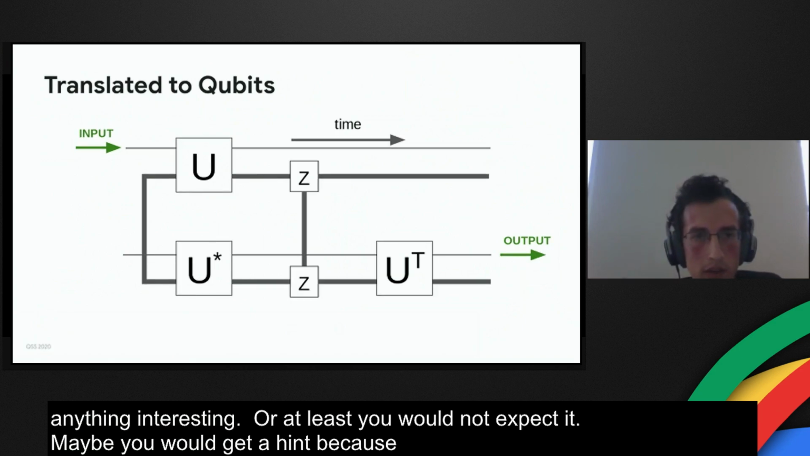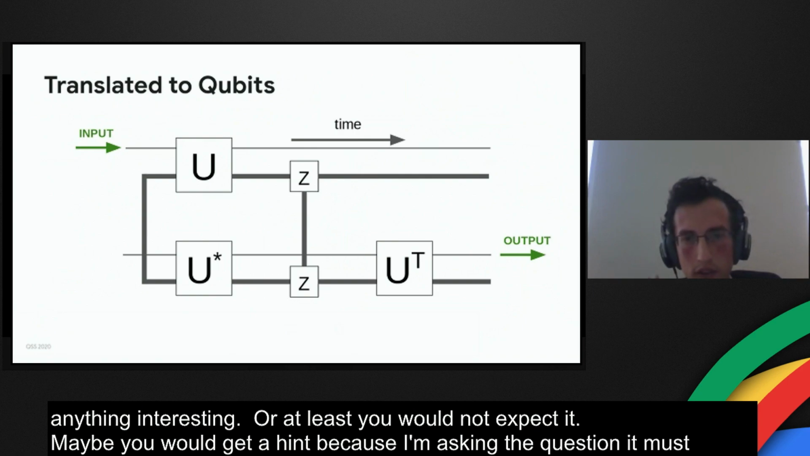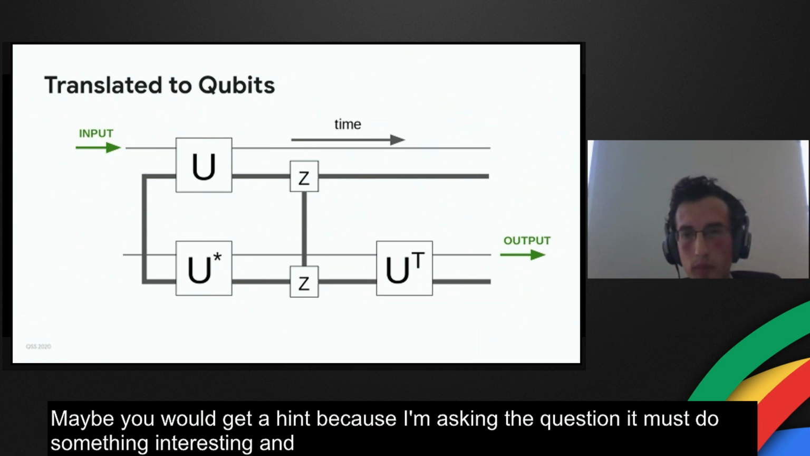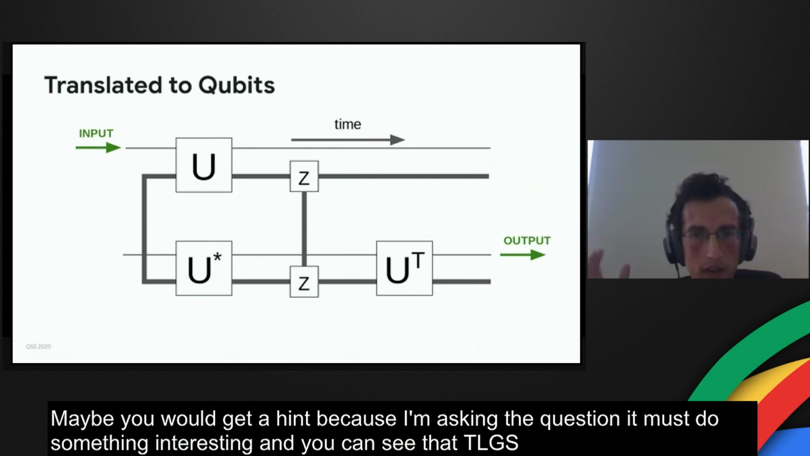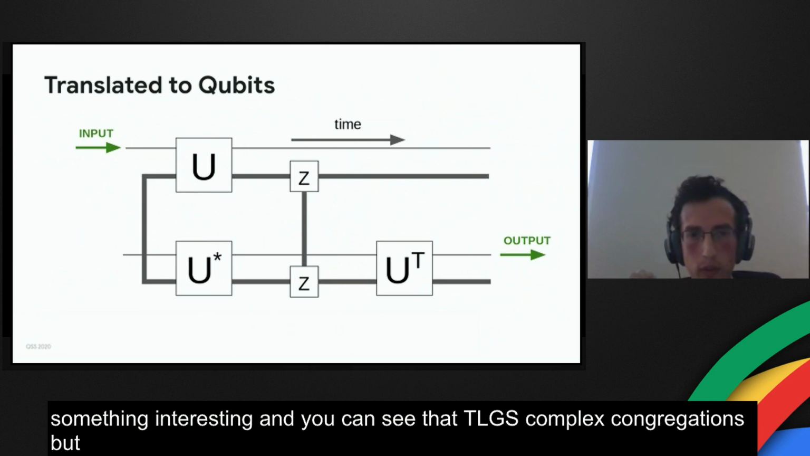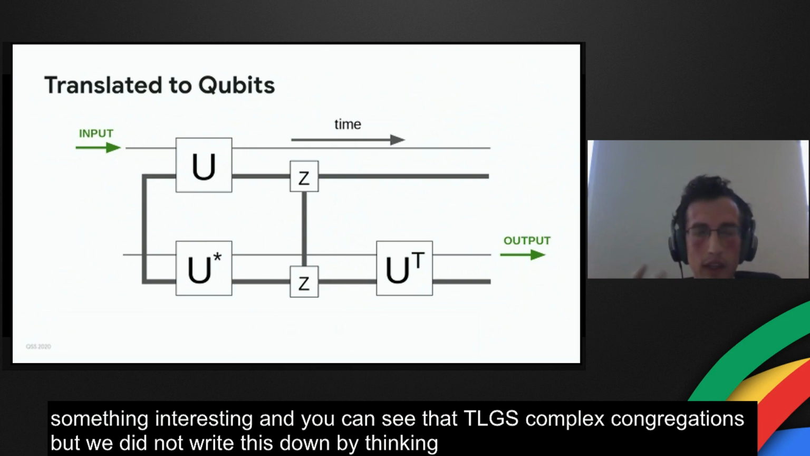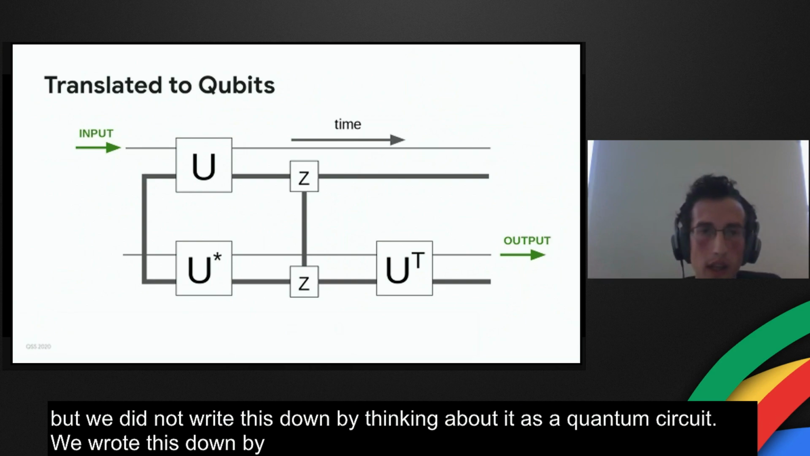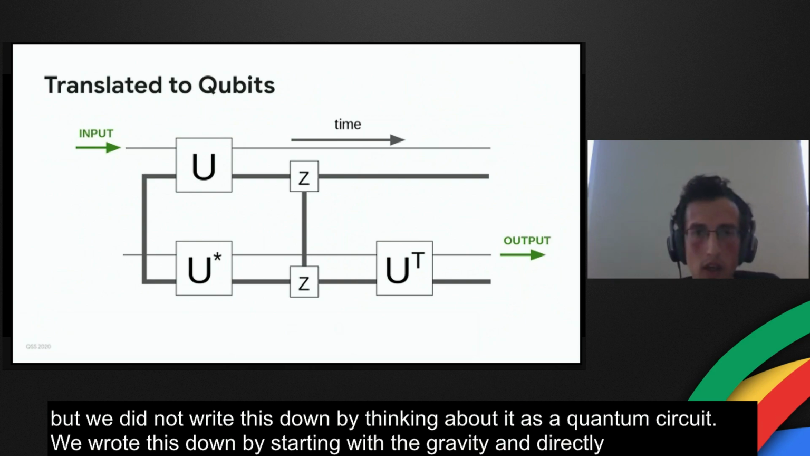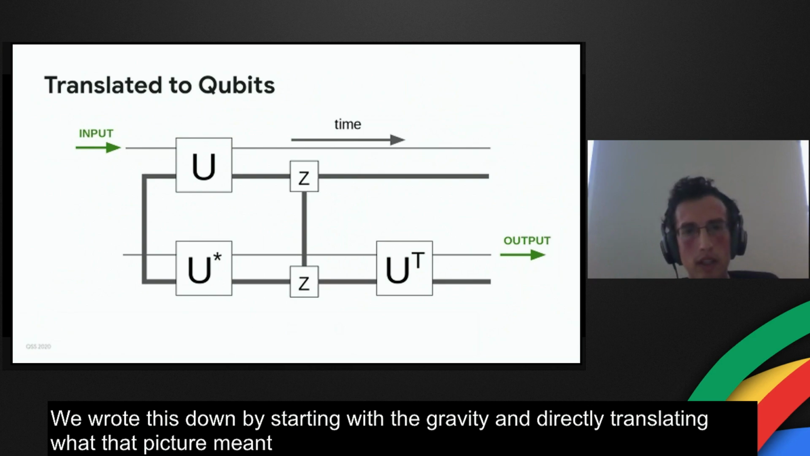And you can see that there are complex conjugations and transposes in there that are probably engineered to do something interesting, and indeed they are. But we didn't write this down by thinking about it as a quantum circuit. We wrote this down by starting with the gravity and then directly translating what that picture meant into a quantum circuit, and then post hoc saying, oh yeah, this does do something interesting.